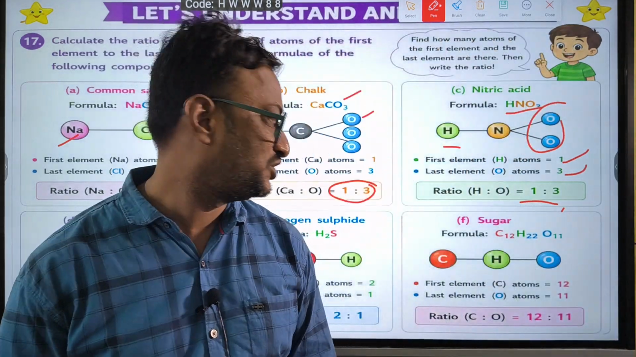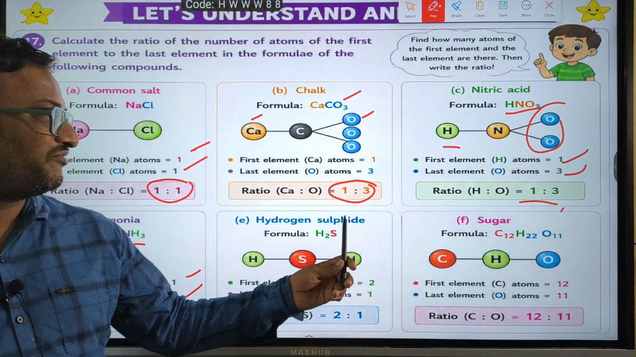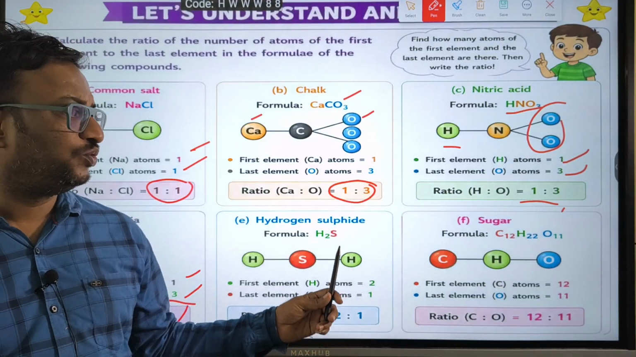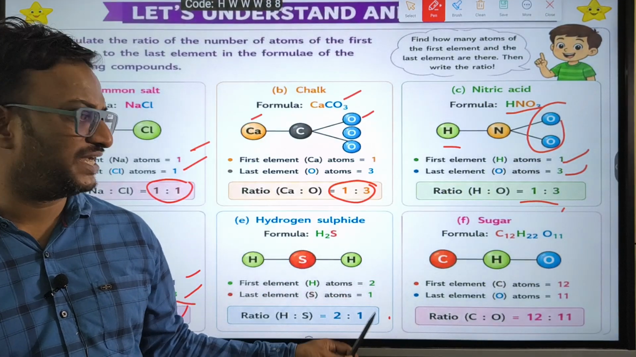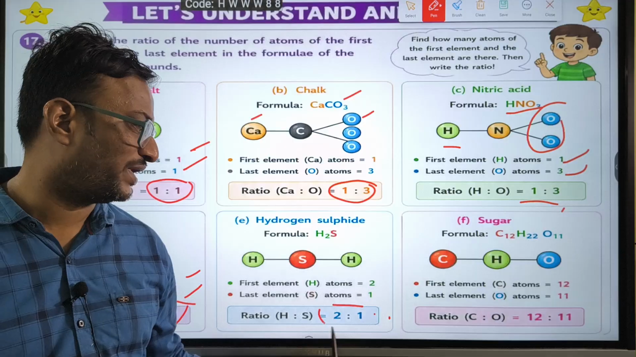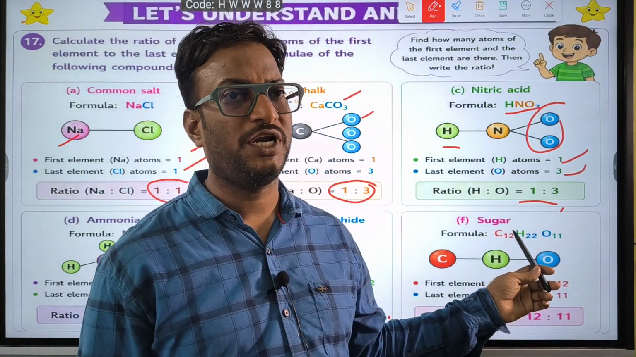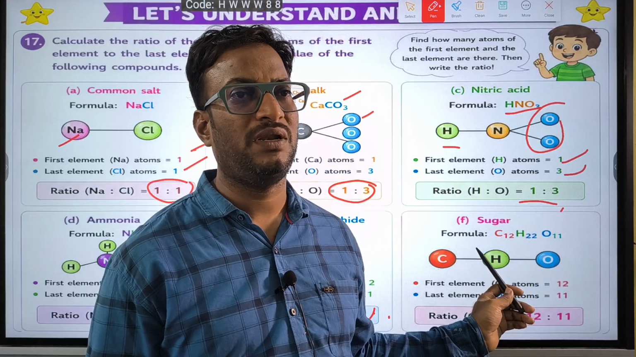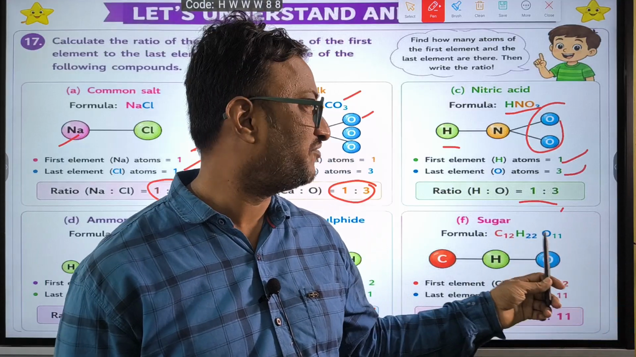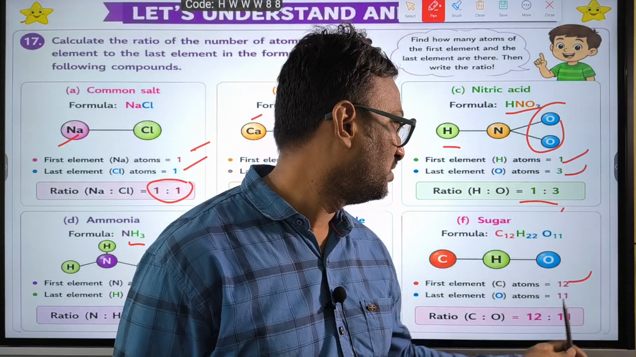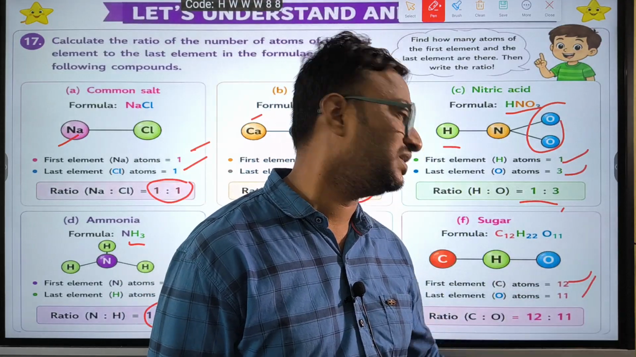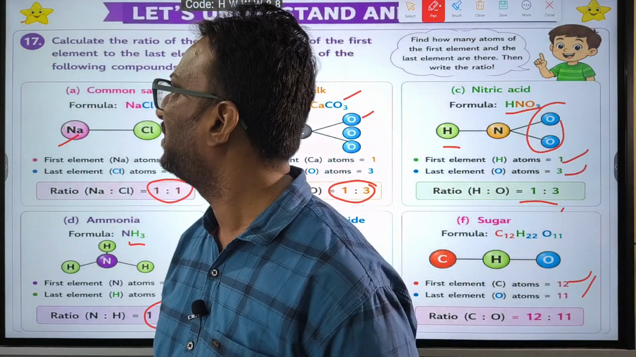That is 1:3. In hydrogen sulfide H2S, first element has 2 atoms and second element has only 1 atom. That is 2:1. So in sugar C12H22O11, the first element is carbon, last element is oxygen. It has 12 carbon atoms and only 11 oxygen atoms. That is 12:11.